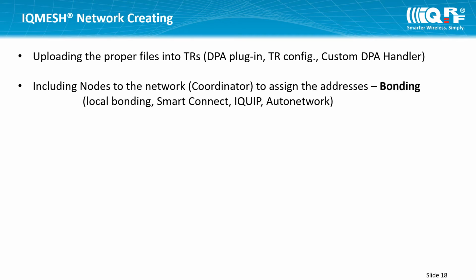The next step is including nodes into the network. This process we call bonding. During bonding, the coordinator assigns an address, network key and some other information to the node. A node to be bonded must have set the same access password as the coordinator and must be in unbonded state. The IQRF supports several bonding ways, like using a button press on a node, by reading a QR code or NFC from a node, or using a special bonding tool called IQIP. The most sophisticated is the Autonetwork process that will be explained later on.